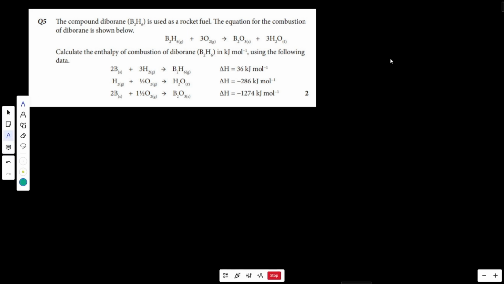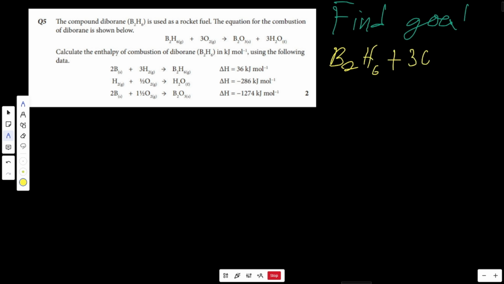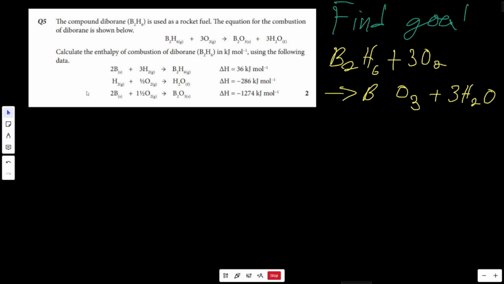So what do we do first? Again, we have to find our goal. So what's our goal? Our goal here is to achieve this reaction, right? So we'll have B2H6 plus 3O2. This turns into B2O3 plus 3H2O. So we want to make sure that our final answer, once we're done canceling everything out and once we're done adjusting the enthalpies and so on, they all match up to this main reaction.